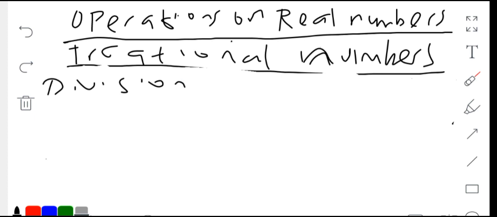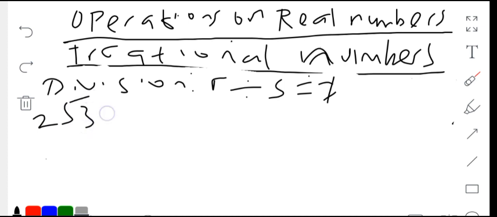Division of two irrational numbers. Same thing: if R and S are irrational numbers, R divided by S may or may not give us an irrational number. It may give us one and it may not. It may be equal to another. Let's look at the example 2 square root 3 divided by square root 3.